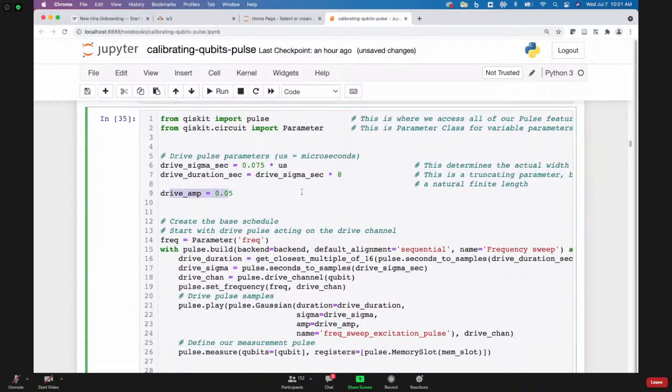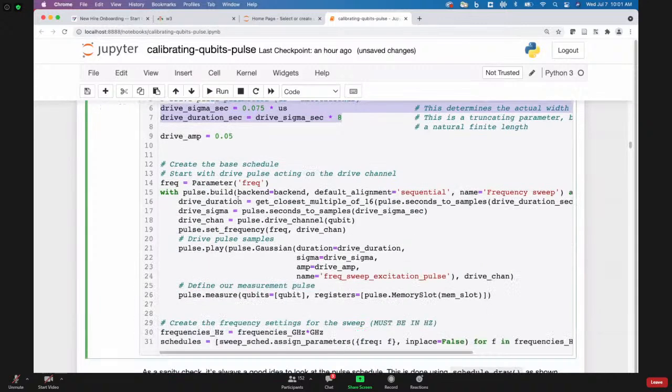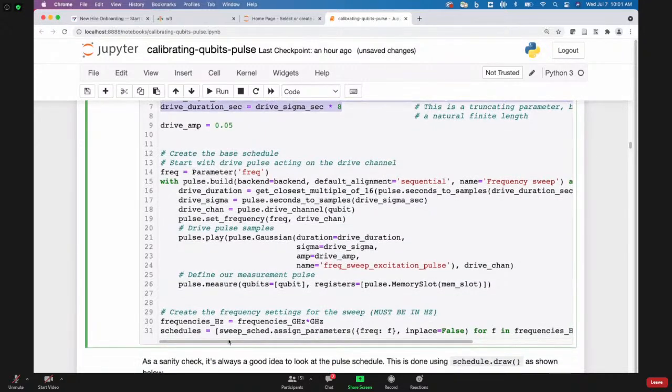So to start, we're just going to take some drive amplitude, and we're not going to worry about tuning it up very precisely. We're just going to keep it fixed, say, around 0.05, and then we're going to set the durations of this pulse. What we're actually interested in doing is sweeping the frequency of the qubit. To that end, this is where we're going to do this in the schedule LOs.